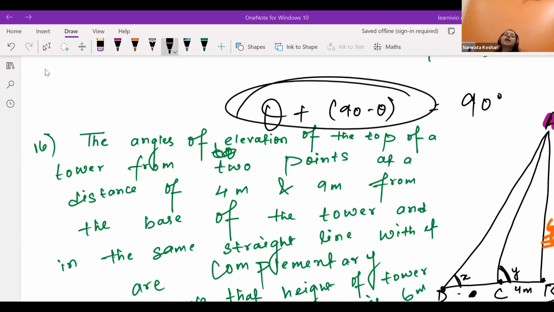Actually, this concept has been deleted from trigonometry. The introduction to trigonometry chapter is there. Previously, there used to be the conversion of the angle, that is sine 90 plus theta, sine 90 minus theta, cos 90 plus theta, cos 90 minus theta. That is not there in your syllabus. So we are not supposed to do this question.